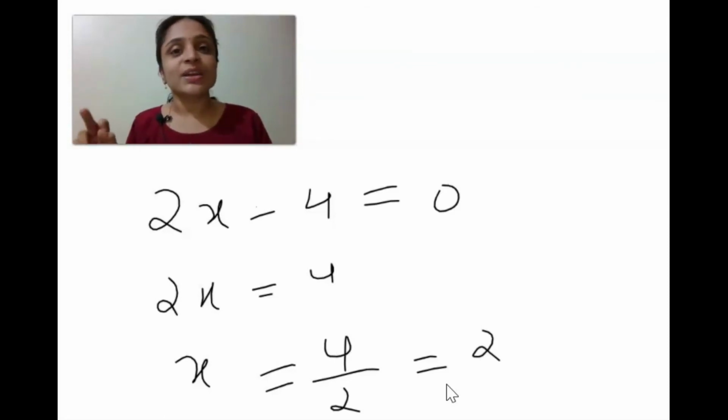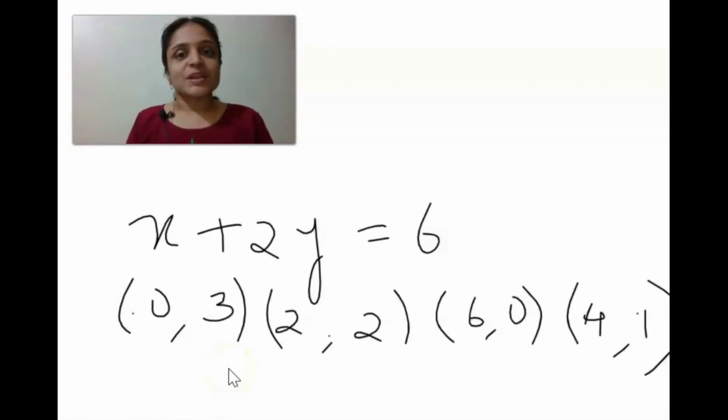But a linear equation in two variables can have infinite number of solutions. So you have to remember this fact, that is, a linear equation in one variable can have only one solution, but a linear equation in two variables can have infinite number of solutions. Okay, understood?